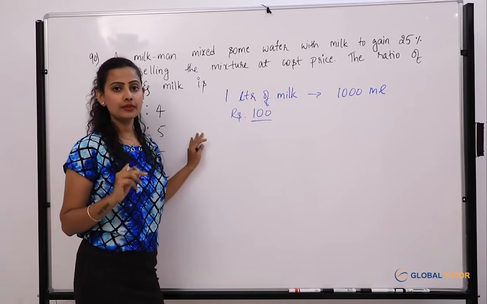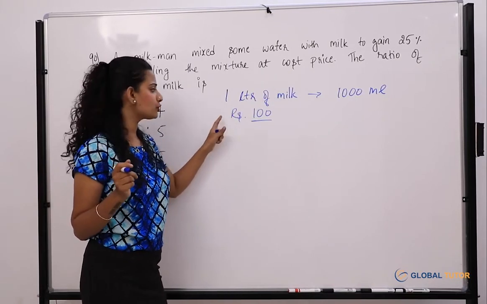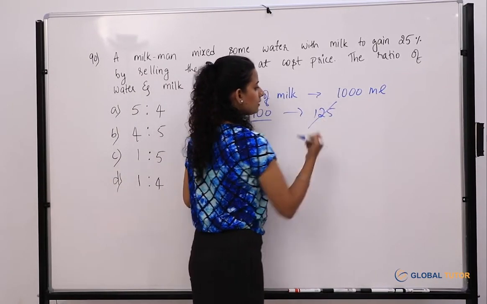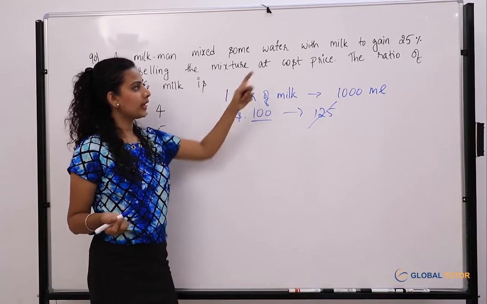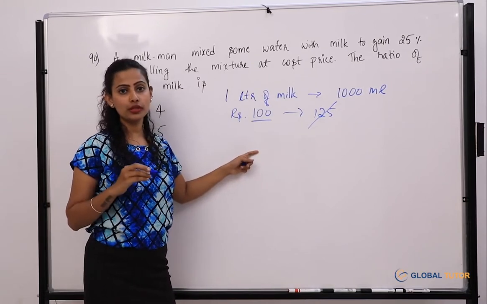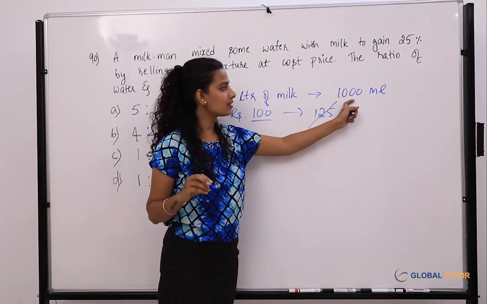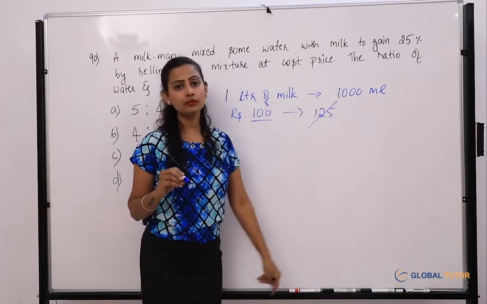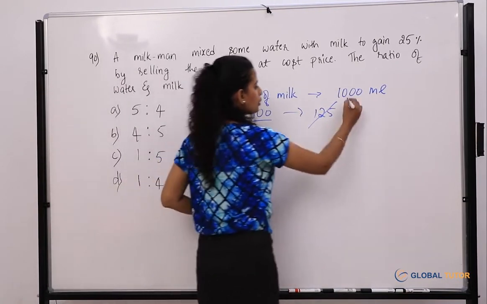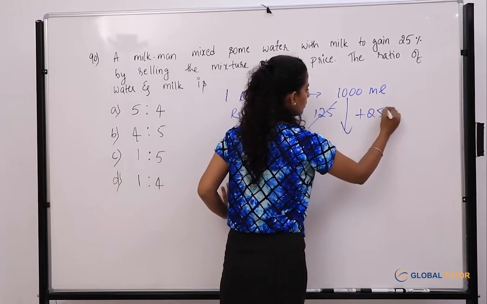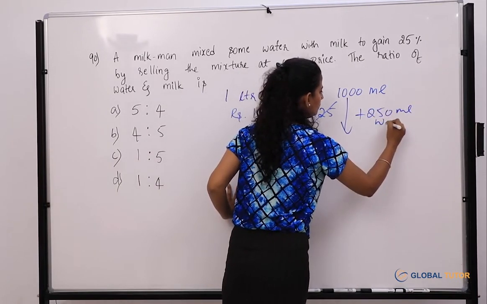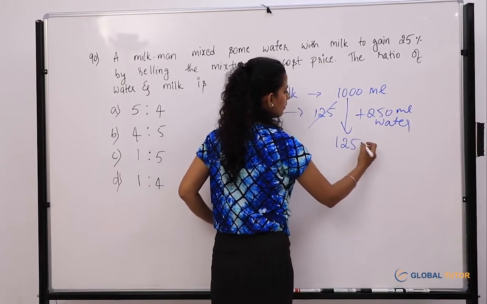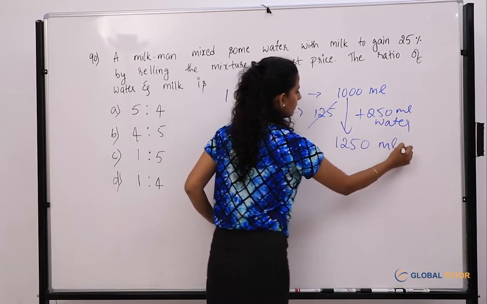He's gained 25% profit out of it, which means he should be selling it at 125 rupees. But he's not doing that. So in order to gain 25% of profit, what should he do? He should mix 250 ml of water for 1000 ml of milk. So this should become 250 ml of water. So the milk will become 1250 ml.